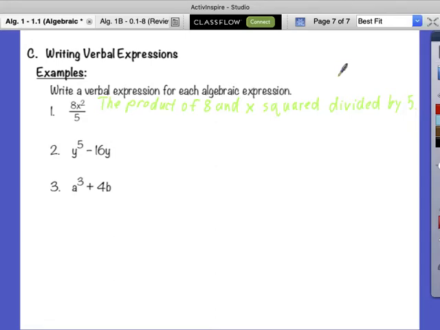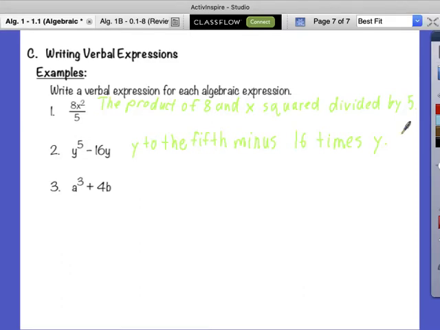All right. Does anyone have an idea on the second one? Take a look at it for a moment. Alice, what are you thinking? Y to the 5th minus 16 times y. That'd be excellent as well. So y to the 5th minus 16 times y.